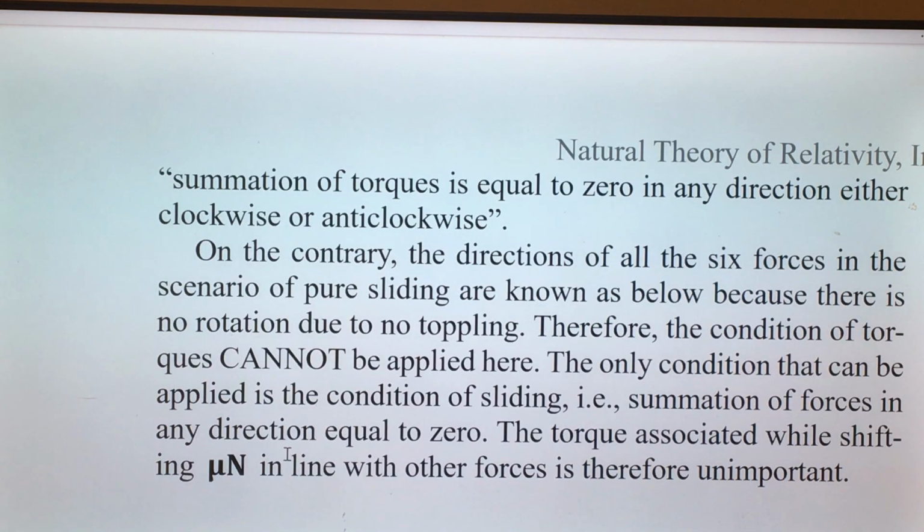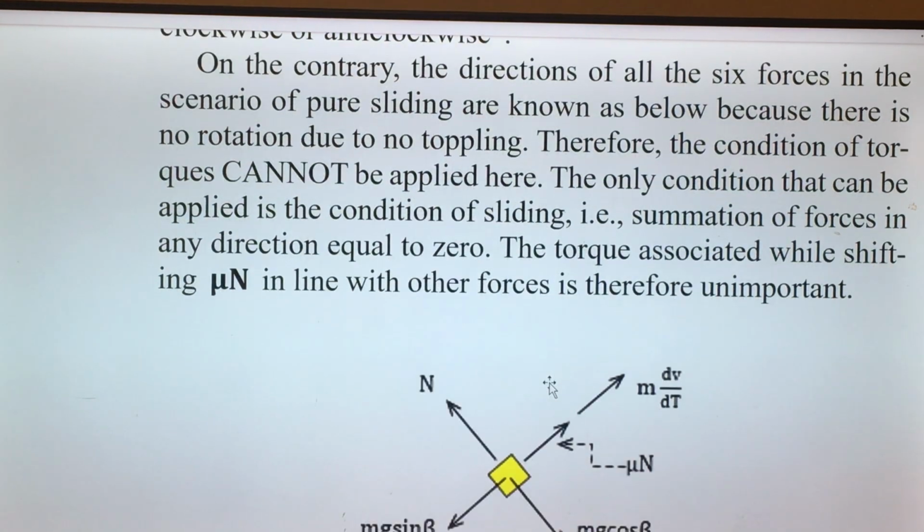The only condition that can be applied is the condition of sliding: summation of forces in any direction equal to 0. Because the toppling is random, it is not defined. So we have to apply the summation of forces in any direction equal to 0 in the case of sliding. The torque associated with shifting mu n in line with other forces is therefore unimportant.